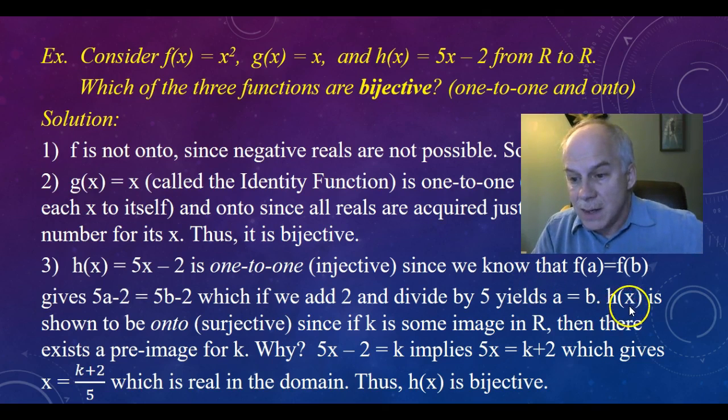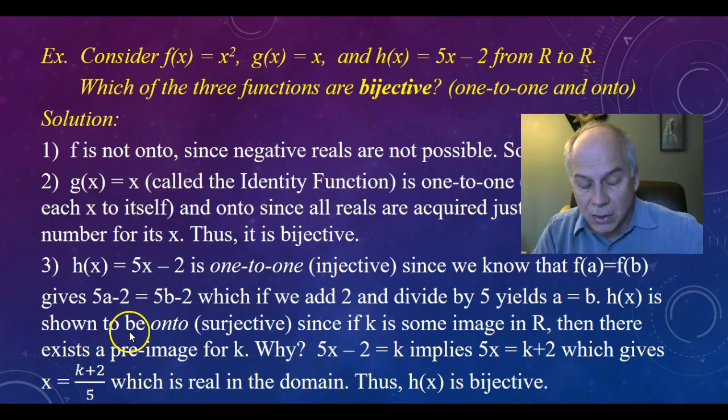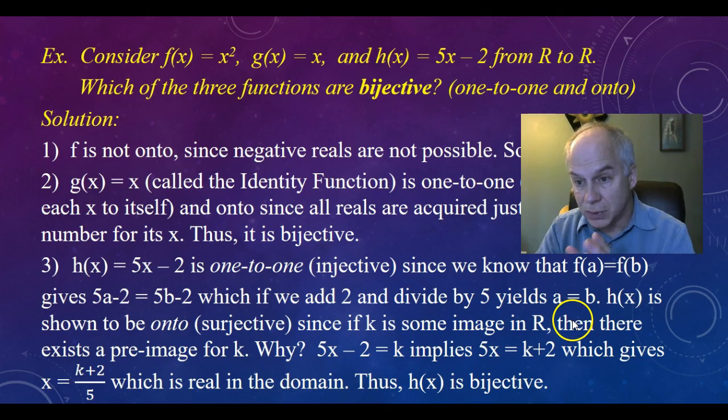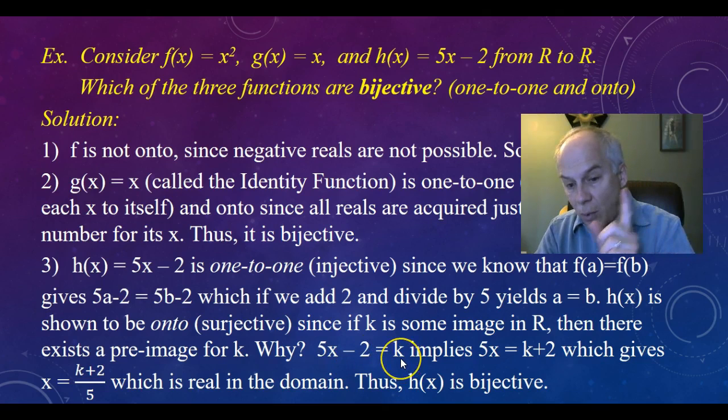Okay? And then h of x can also be shown to be onto, or surjective, since if k is some image in R, let's suppose we give a name to some image in R, call it k, then there exists a preimage for k. Why? Well, let's imagine x is the preimage, the x value, and so 5x minus 2 must equal the y value, k.